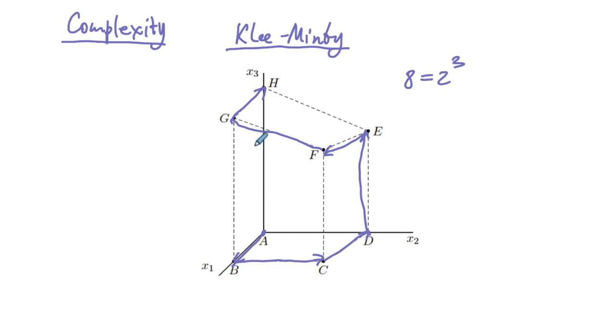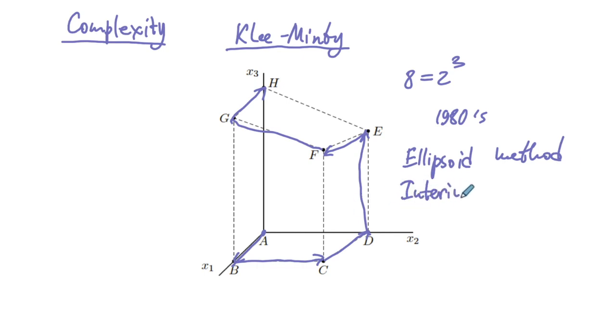The question of whether we can develop an efficient algorithm for linear programming for which there is no example where it would have to run in exponential time was open for several decades, and it was finally answered positively in the 1980s when 2 different methods were developed for solving linear programs efficiently. The first one was the ellipsoid method, and the second one was the interior point method.